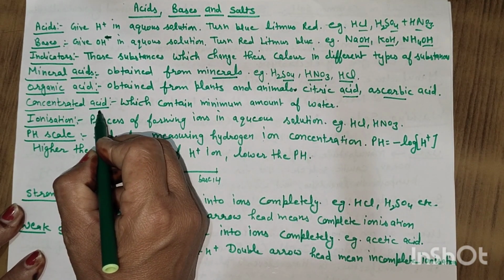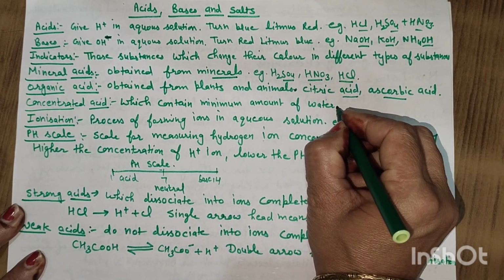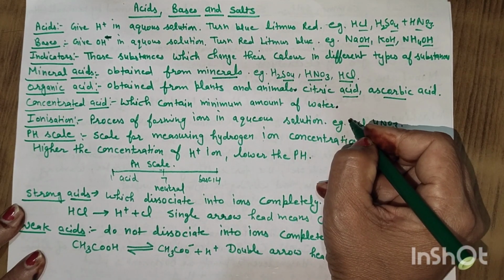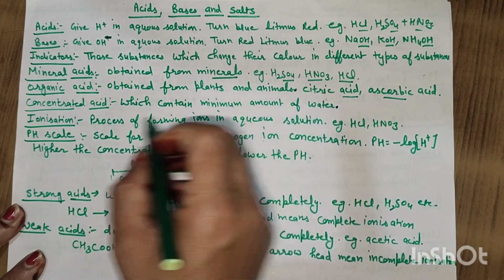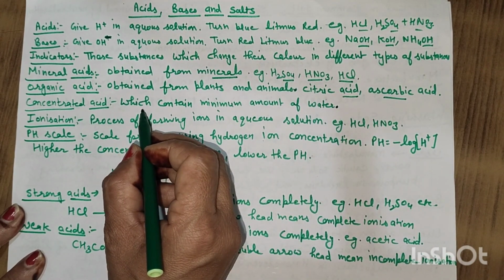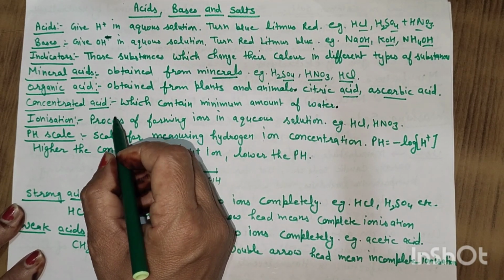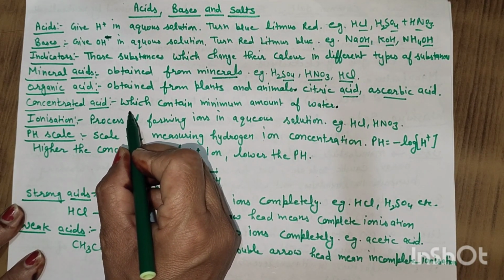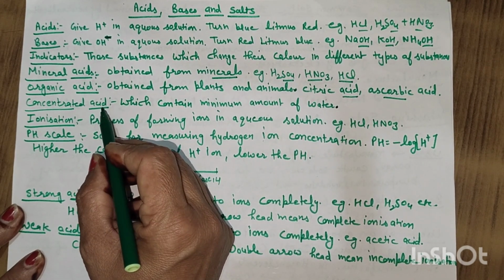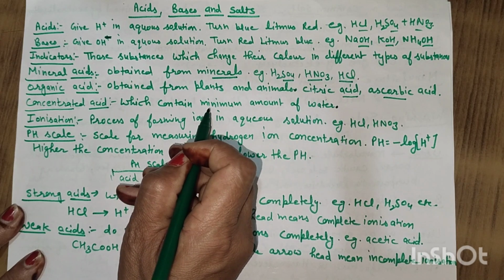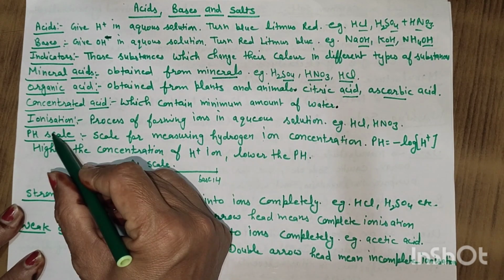Concentrated acid. Concentrated acid contains a minimum amount of water, or they have a lesser amount of water. These are called concentrated acids. And when the acid has a maximum amount of water, that is called dilute acid. Concentrated acid has minimum or less water and dilute acid has maximum water.